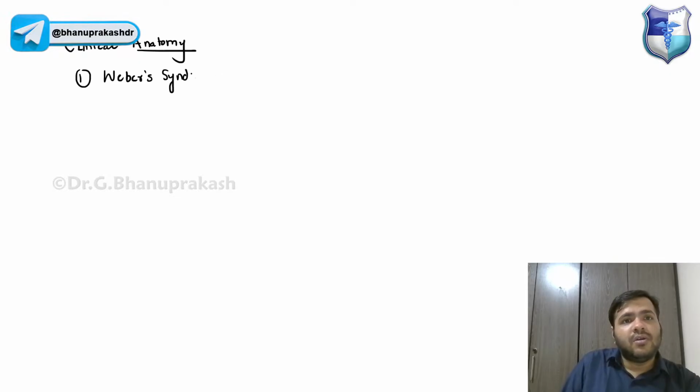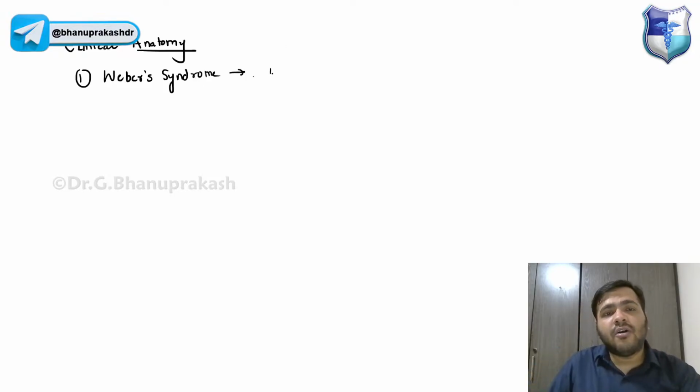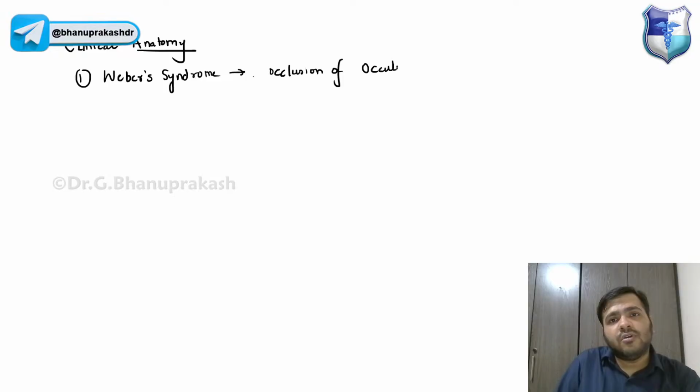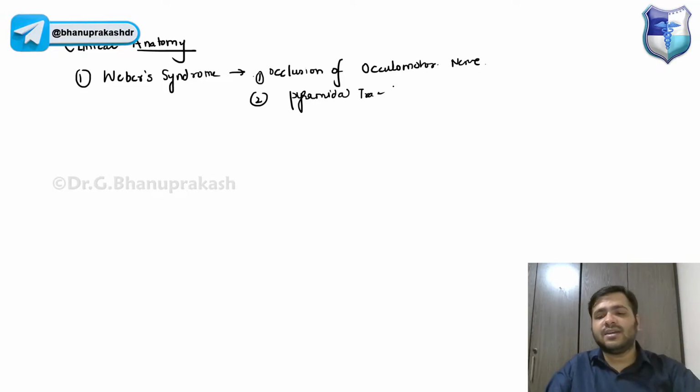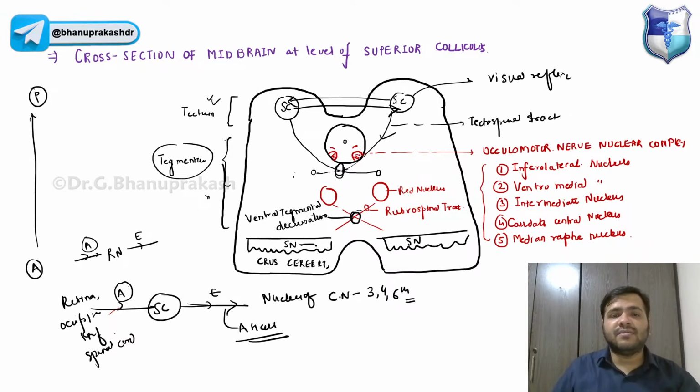Weber's syndrome. Now, in Weber syndrome, what is happening, guys? It is the occlusion of the oculomotor nerve, and even the pyramidal tract, right? Obviously the tracts will remain the same, guys. I have not drawn it over here. The medial lemniscus, the spinal lemniscus, the trigeminal, the lateral lemniscus, everything will be the same over here as well, right?